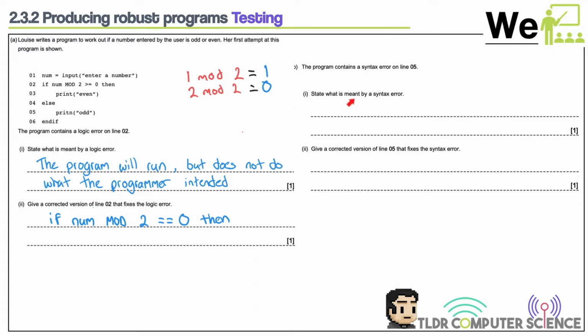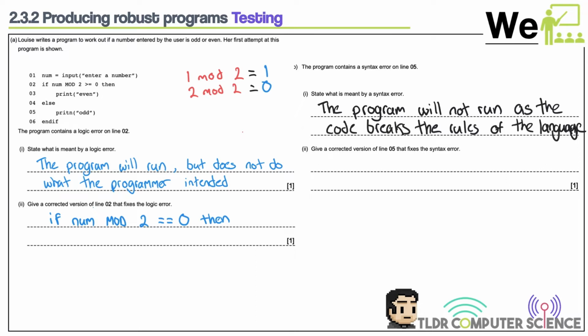Now we've been informed that on line 5 there is a syntax error. And we have to state what is meant by a syntax error, so we have to give a clear definition. So my definition would be, lead with the program will not run to distinguish it from a logic error where the program will run. But why won't it run? As the code breaks the rules of the language. It breaks the rules of the language.